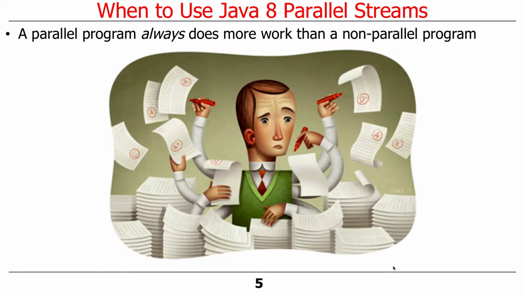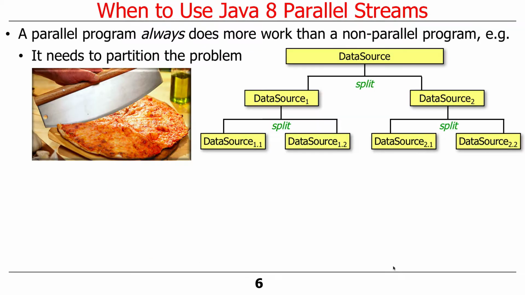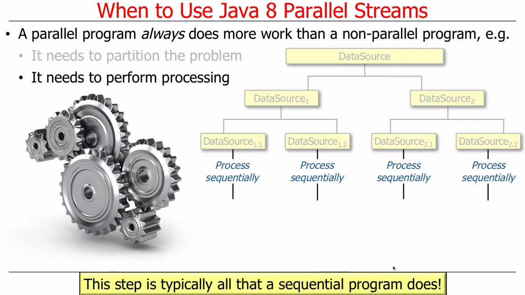So let's start first by discussing when you should use these things. Well, just a restatement of something that hopefully is becoming obvious by now: a parallel program always does more work than a non-parallel program. Why is that, you might ask? Well, unlike a sequential program, we've got to start by breaking up the problem, in other words, the input, into chunks. We've got to partition it somehow. Whereas a sequential program just begins, right? It just starts to run. So we have to figure out a way to slice things and split them up.